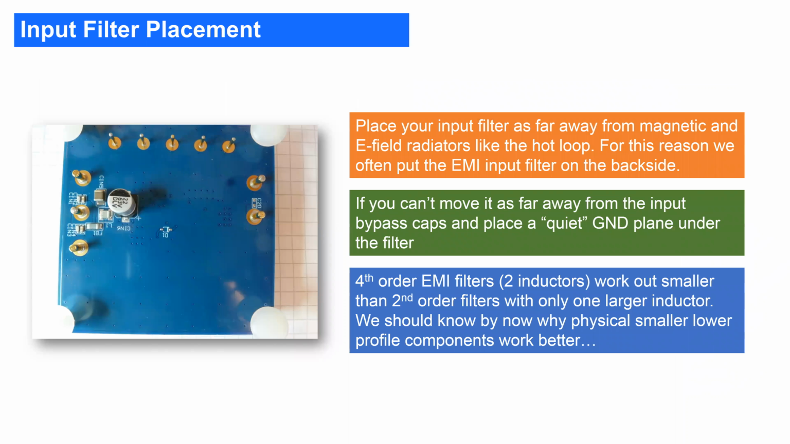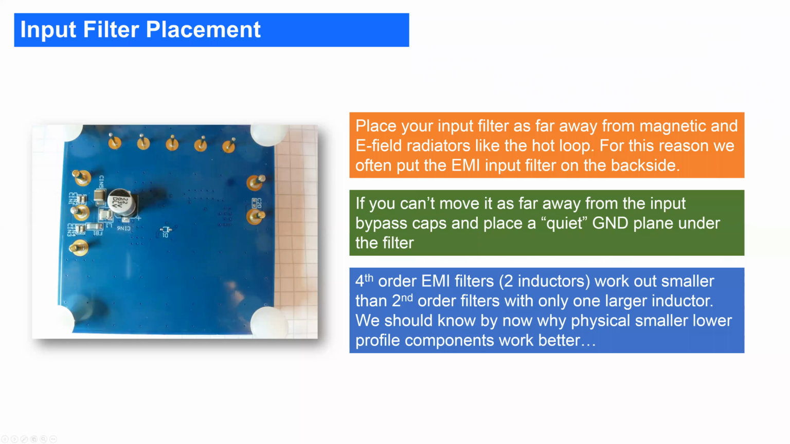Input filter components. We talked a little bit earlier about a transformer coupling of MLCC capacitors, and for that reason we try to move the capacitors as far away from the main capacitor and the main inductor as possible. So we typically place the filter on the backside of the PCB. Even if you can't do that, make your filter as far away as possible from your main DC to DC converter, which is here on the back side.